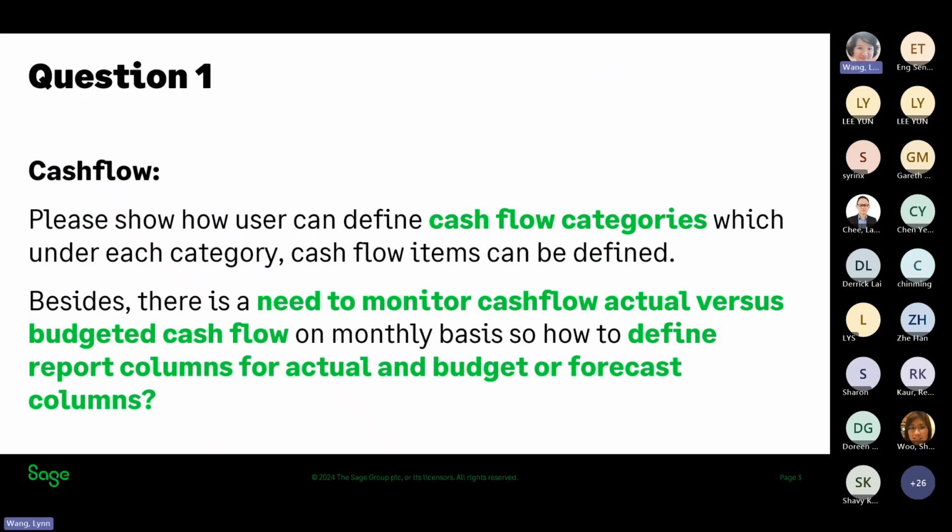Yeah. So question one, key topic about cash flow. How can a user define the cash flow category? Under each category, can cash flow items be defined or not? The second question is about 300 users. There is also a need to monitor their actual cash flow versus what they have budgeted on a monthly basis. So how do we define the report column with the actual and budget or forecast column here?